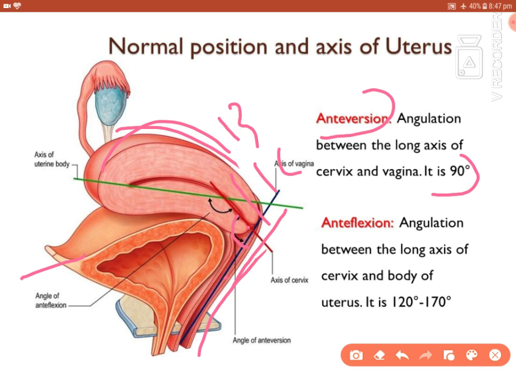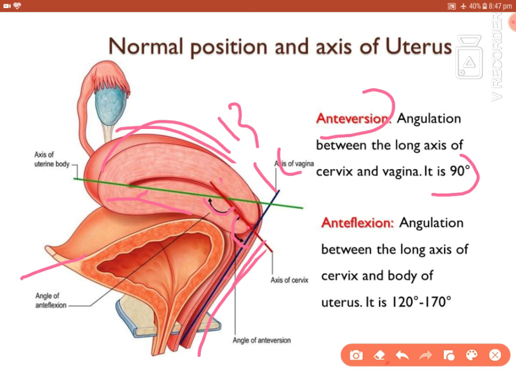Then the angle of anteflexion is between the long axis through the body of the uterus, in green color, and the long axis through the cervix, in red color. This is the angle of anteflexion. The average angle is 125 degrees; it ranges between 120 and 170 degrees. It bends downwards. So that is about the anteverted and anteflexed angle of the uterus.